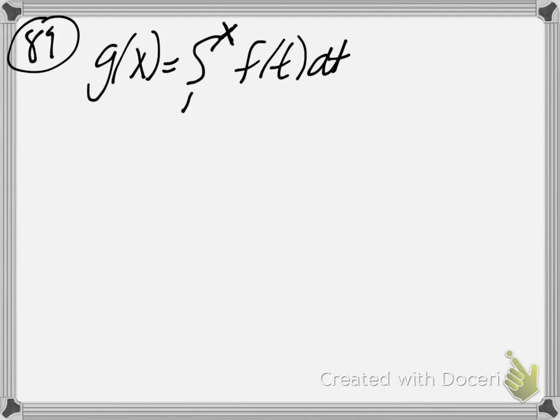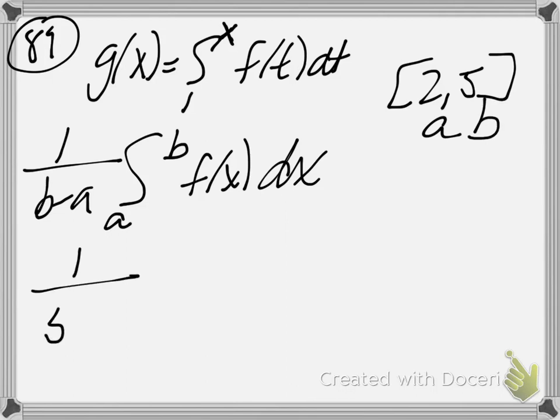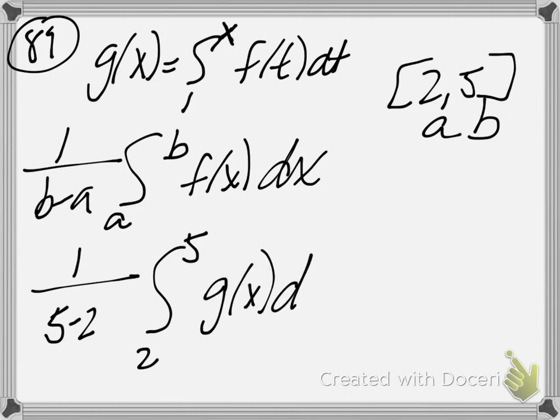So we're being asked about the average rate of change, so remember, that's this formula: 1 over b minus a, as it goes from a to b of f of x dx. That's the general formula, and then we can plug in. So this is going from 2 to 5, we were told. So this is a and this is b. So we have 1 over 5 minus 2 as it goes from 2 to 5, but the function we are talking about is g, so g of x dx. And we are told that this average value is equal to 6.